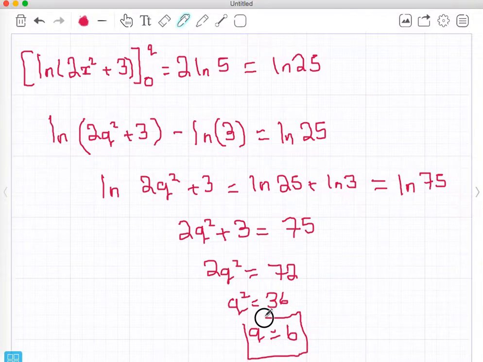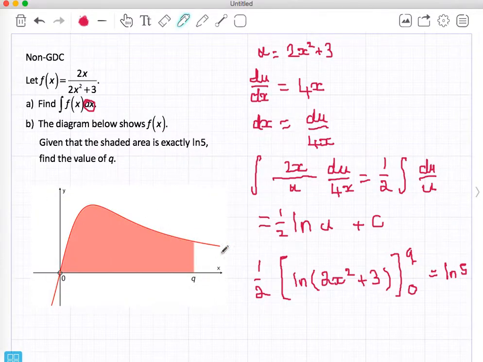So in the end, this came to be a lot of algebra and a lot of work with logs, starting with an integration.